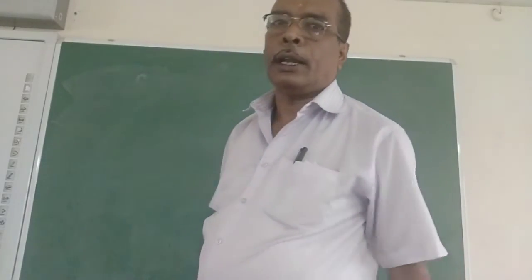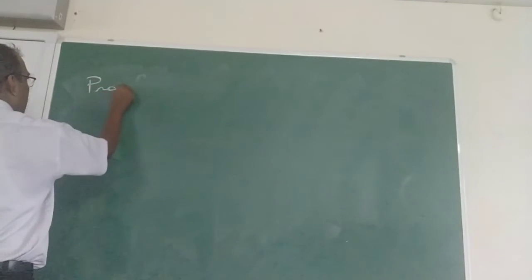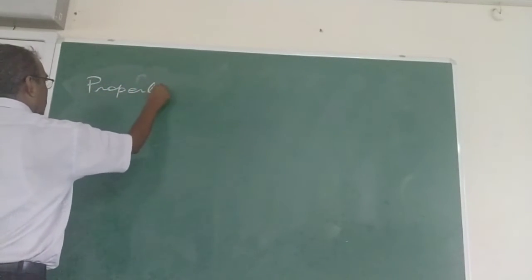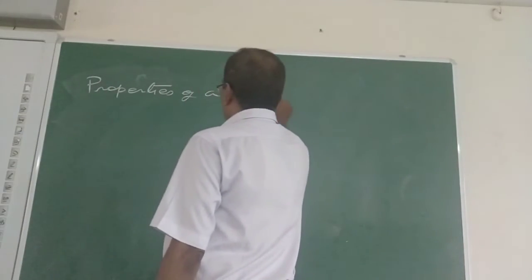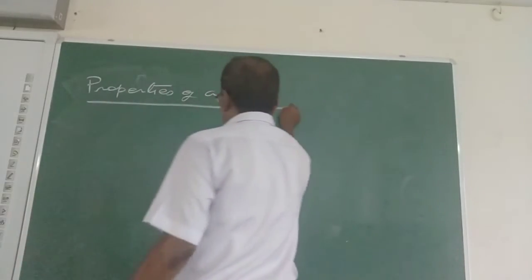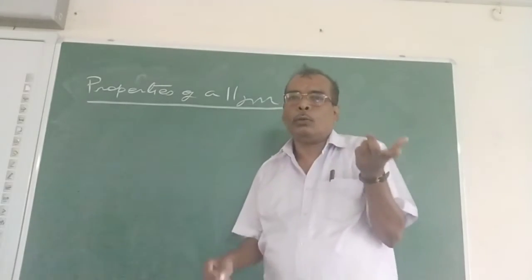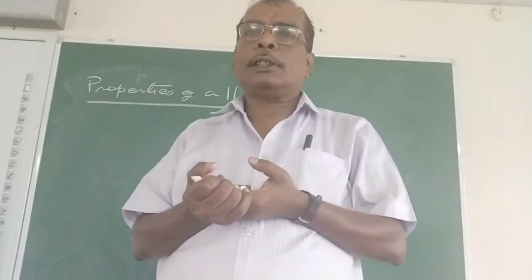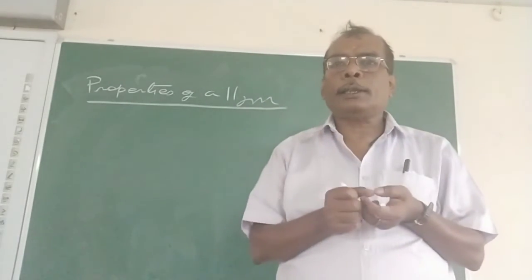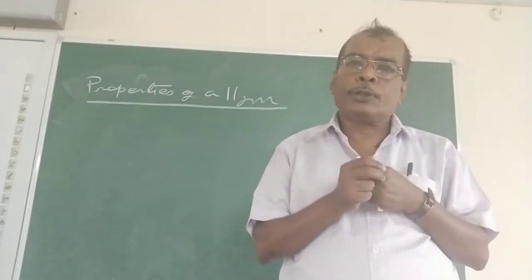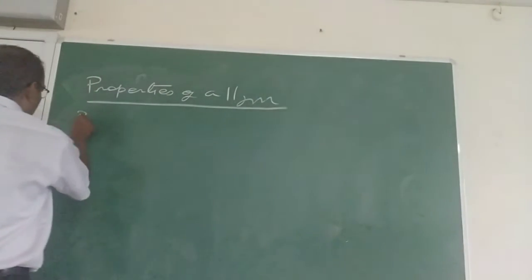Properties of a parallelogram. Obviously, by definition, if the opposite sides are parallel, then it is a parallelogram. And now, after getting the parallelogram, if we observe this parallelogram, you will find this property. That one is property number 1.